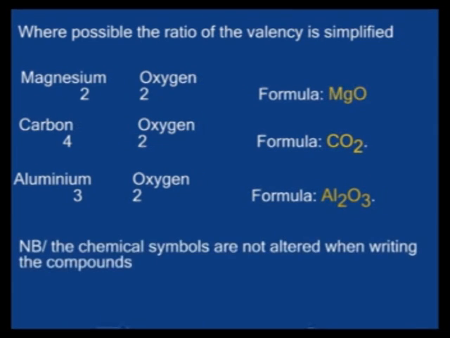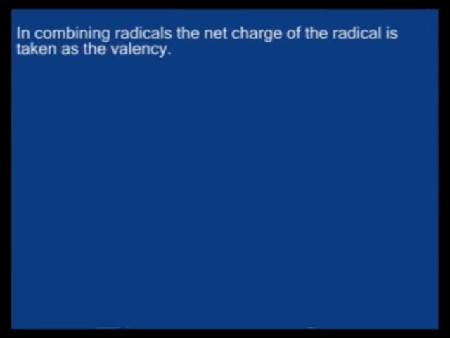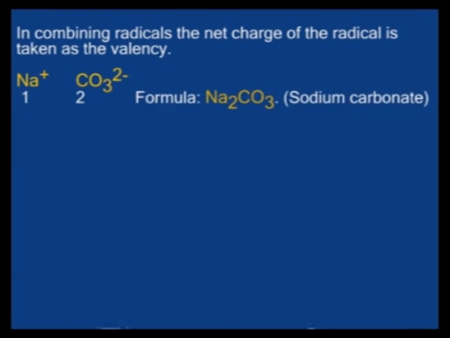Remember, the symbols of the elements are retained even in the compounds. Capitals remain capitals. In combining particles involving radicals, the net charge of a radical is taken as the valency. For example, sodium ion would combine with carbonate ion, and the valencies are interchanged to form sodium carbonate with the formula shown here.